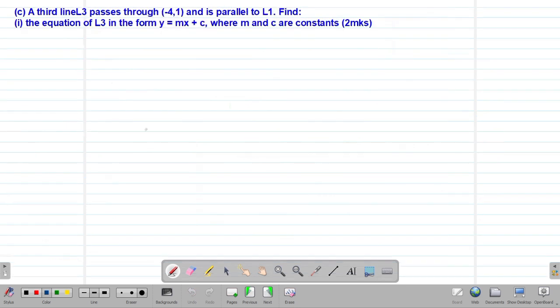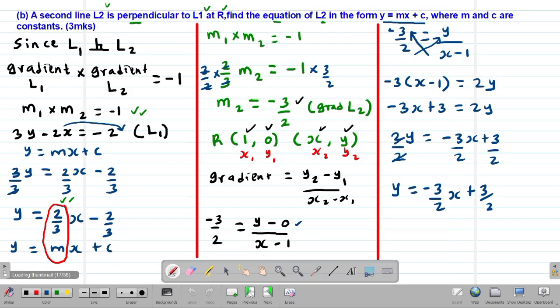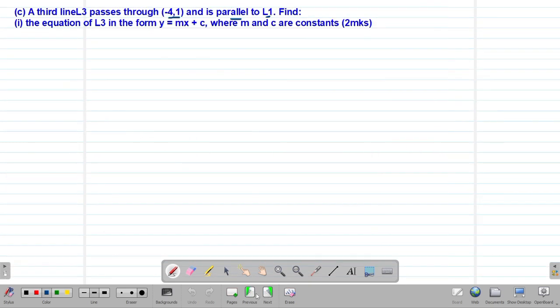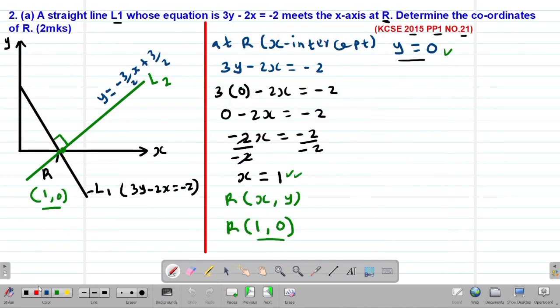Then we move to part C, Roman 1 of the question, whereby we are told that a third line L3 passes through the point negative 4, 1 and is parallel to L1. Remember, parallel lines usually have equal gradient. So this third line is moving this way, such that it is actually parallel to the initial line. Remember, this is our line L3. It is parallel to our line L1.